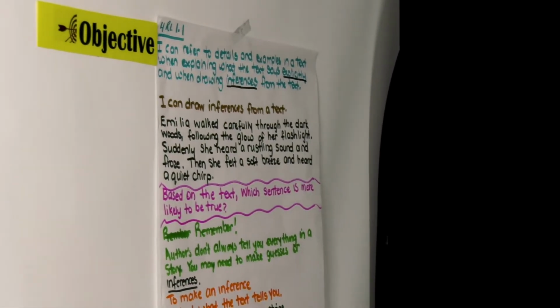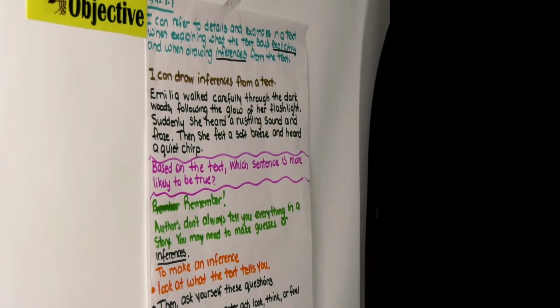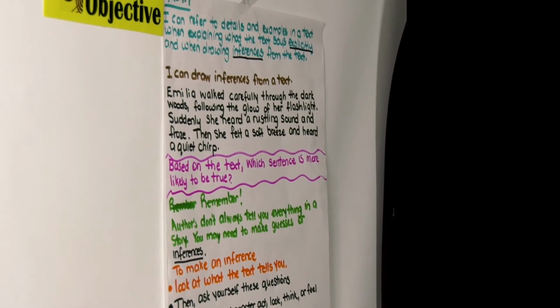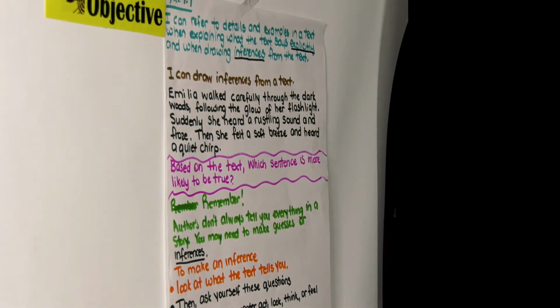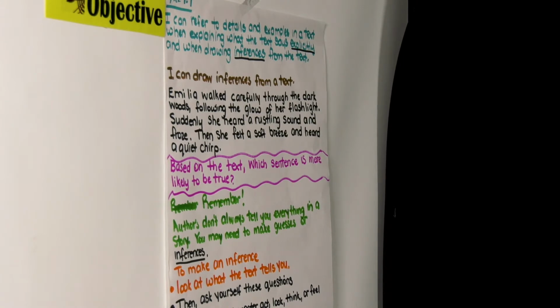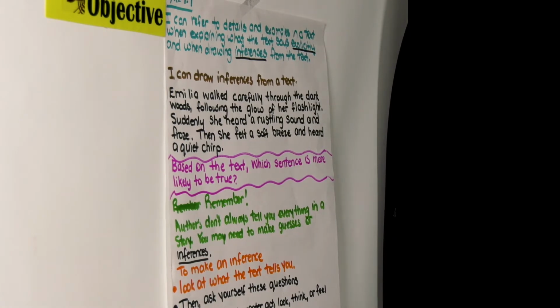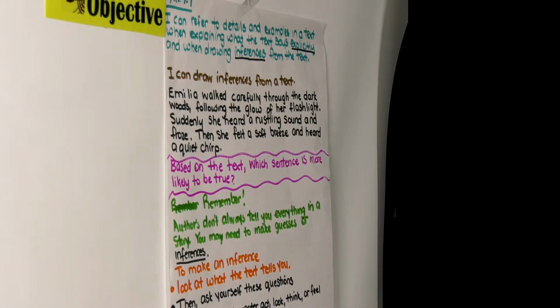Okay, I'm going to read a short paragraph here and then we're going to work on this together. Emily walked carefully through the dark woods, following the glow of her flashlight. Suddenly, she heard a rustling sound and froze. Then she felt a soft breeze and heard a quiet chirp. Wow. So based on that text, which sentence is more likely to be true?